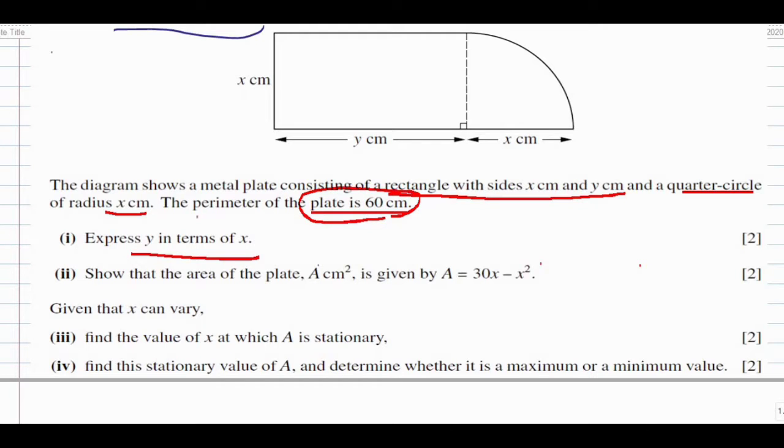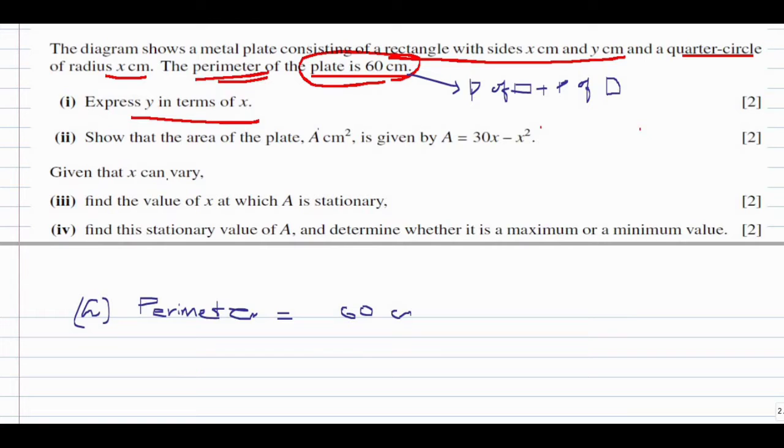So here the main concept is the perimeter of the plate, which is 60 centimeter. Now, how do you find the perimeter of this plate? So this plate consists of a rectangle and a quarter circle. So perimeter of the plate is perimeter of rectangle plus perimeter of a quarter circle. Okay, you can identify the figure. How do you find the perimeter? You know, perimeter is the total length. Okay, so what is perimeter of rectangle and that of a quarter circle?